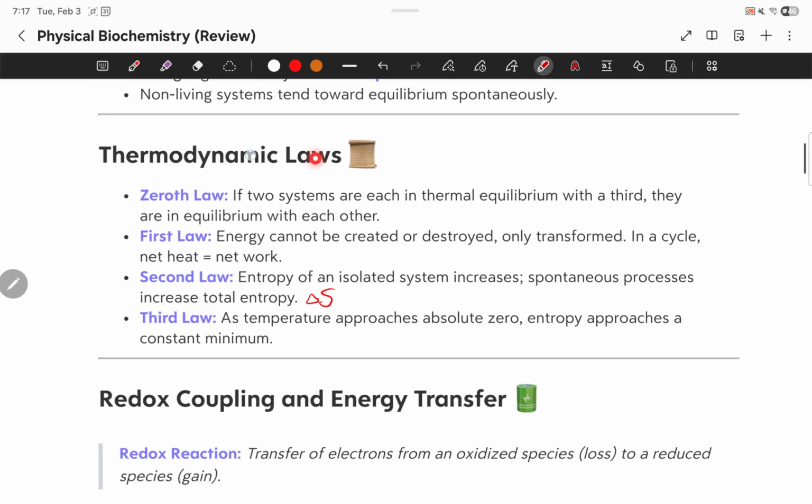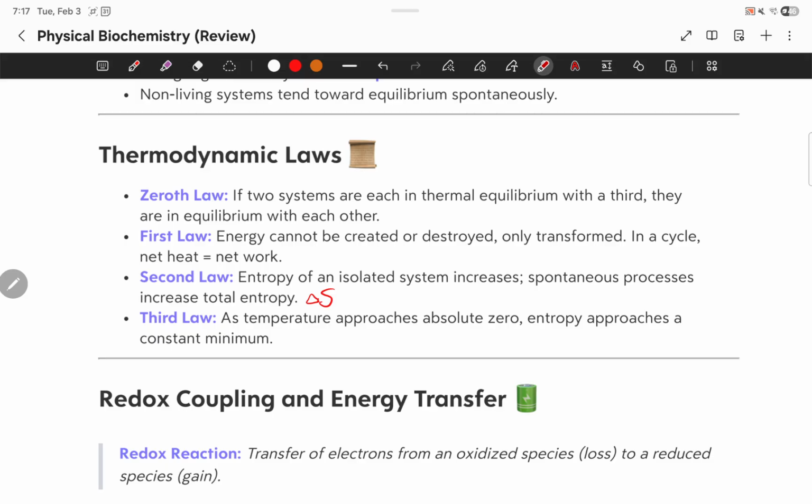Now, talking about the thermodynamic laws, the zeroth law tells me that if two systems are in thermal equilibrium with a third system, they are in equilibrium with each other. The first law tells me energy cannot be created or destroyed. It's only transferred. The net heat is equal to the net work.